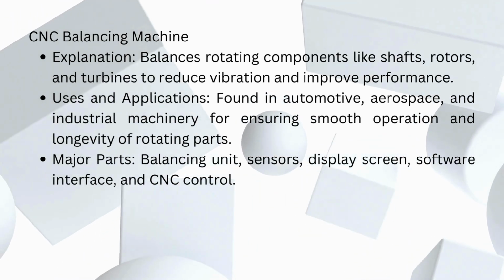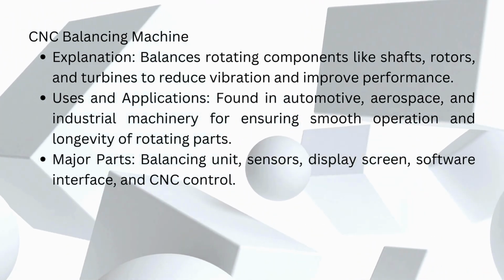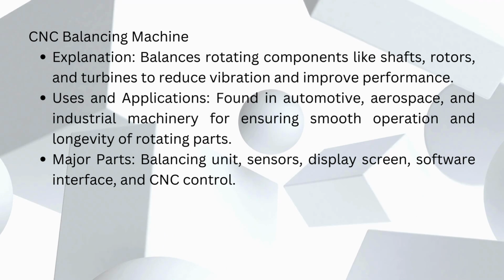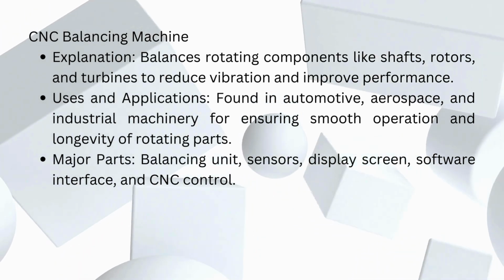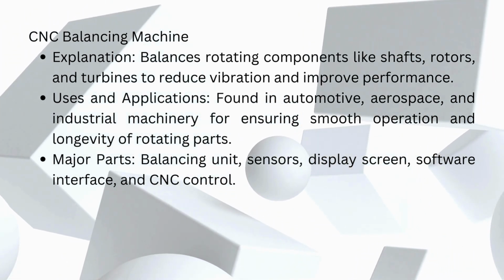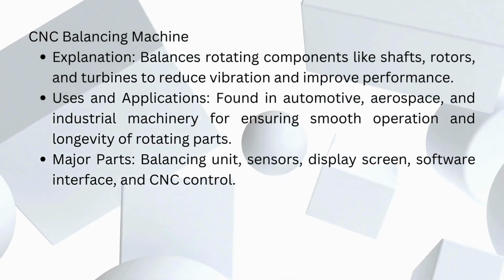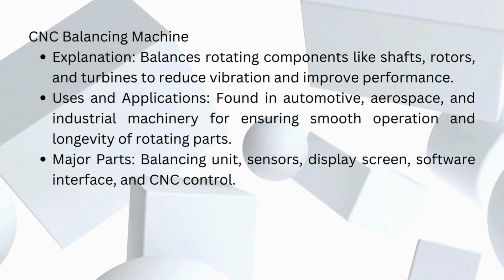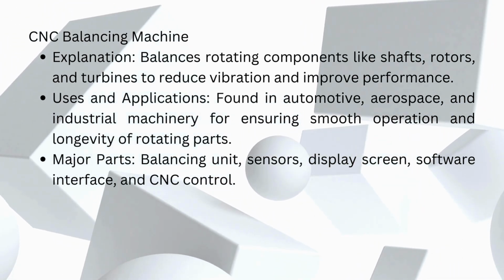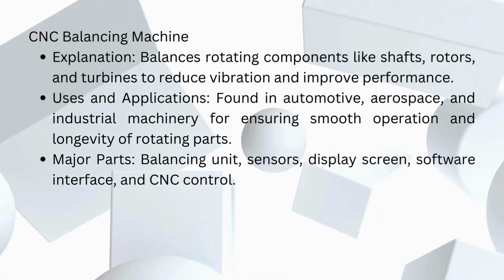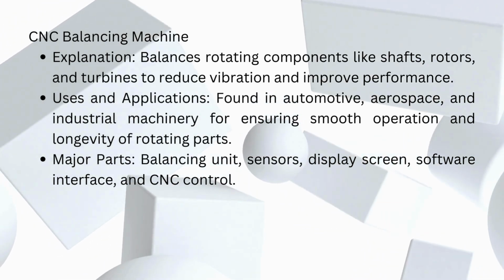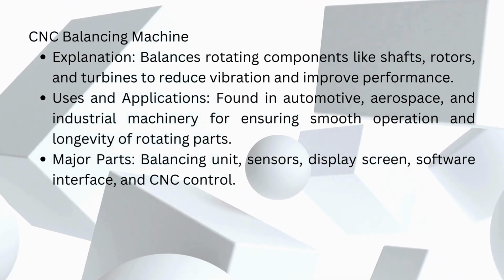CNC balancing machine. Explanation: balances rotating components like shafts, rotors, and turbines to reduce vibration and improve performance. Uses and applications: found in automotive, aerospace, and industrial machinery for ensuring smooth operation and longevity of rotating parts. Major parts: balancing unit, sensors, display screen, software interface, and CNC control.